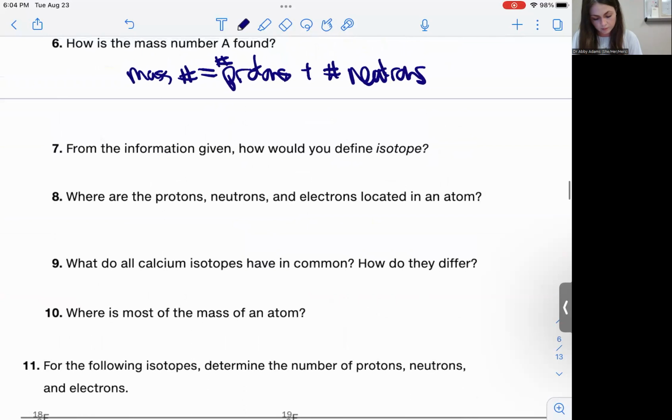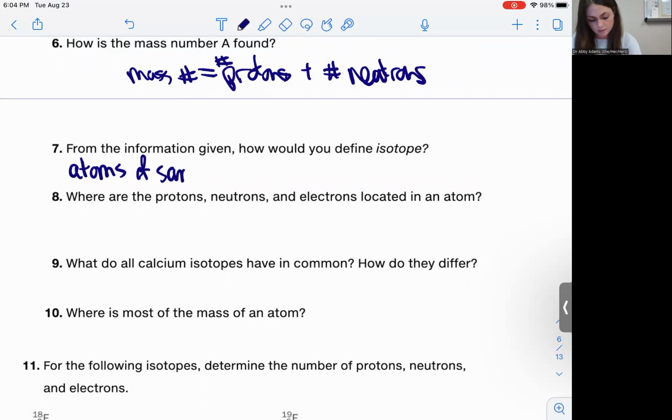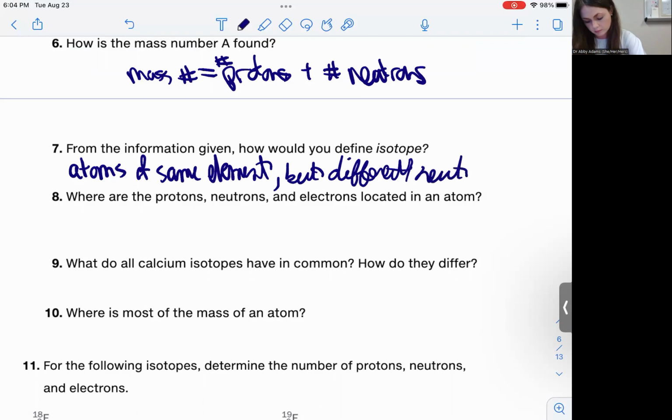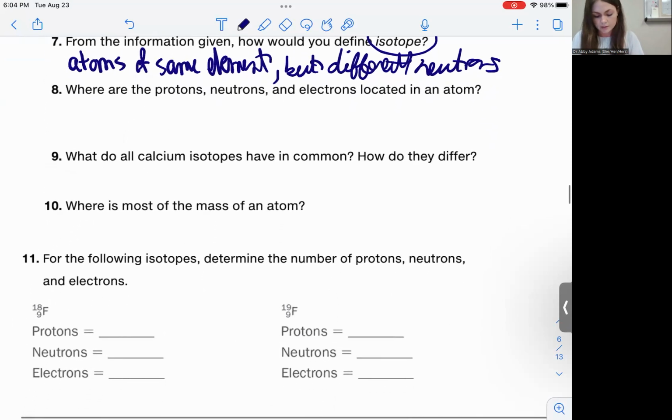So from the information given, how would you define an isotope? They're atoms of an element, so that would be like carbon 12, carbon 13. They're the atoms of the same element, which means they have the same number of protons, same number of electrons, but different neutrons. All right, that's isotope. So that's a little review from before, and now we're adding something new.